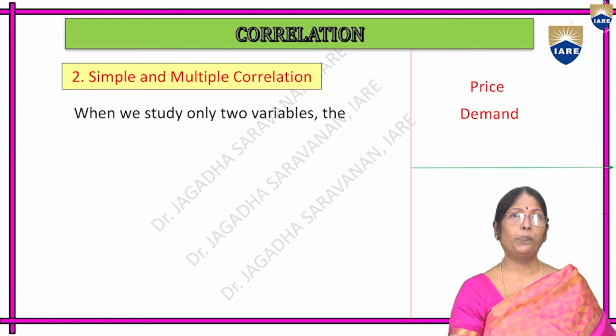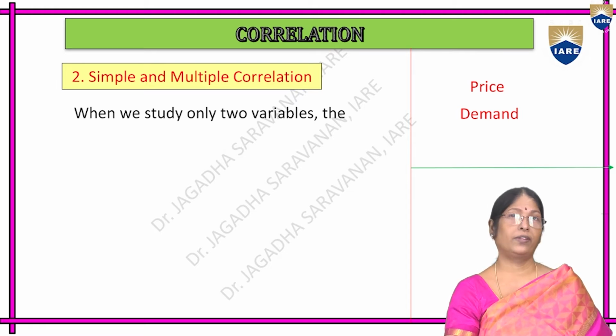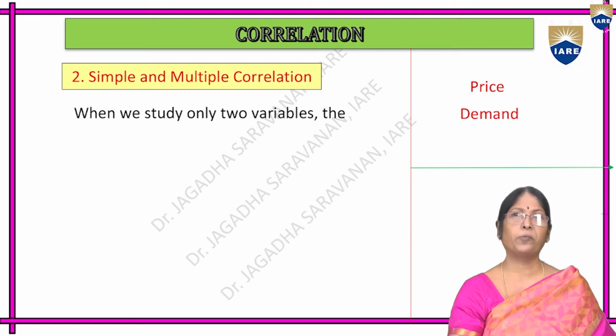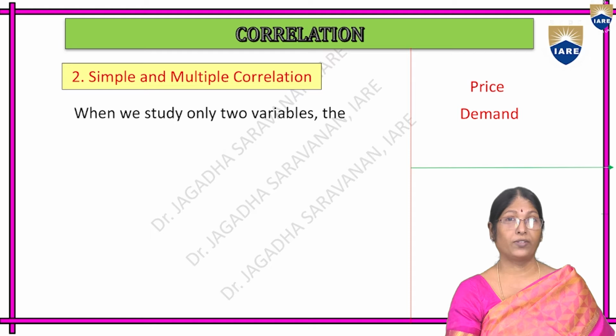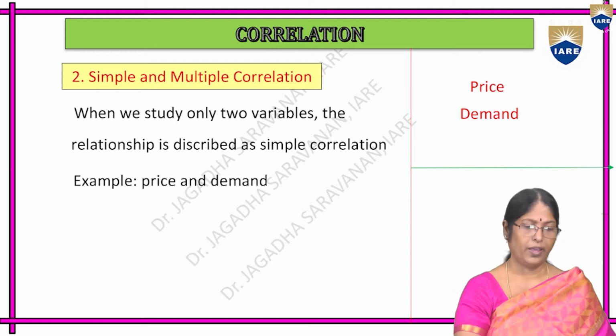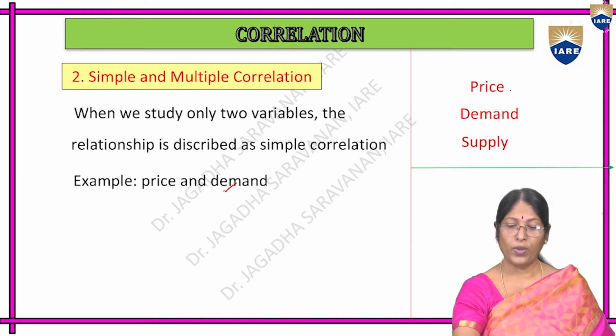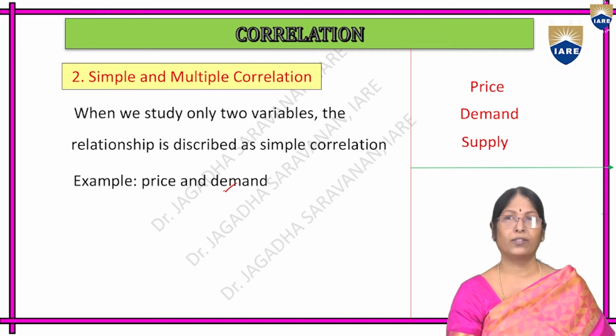The second type: simple and multiple correlation. When we study only two variables, teacher and student, teacher is X, student is Y, we are finding the correlation between teacher and student, that is only two variables. Here we have taken price and demand. If you study only two variables, the relationship is described as simple correlation. Example, price and demand.